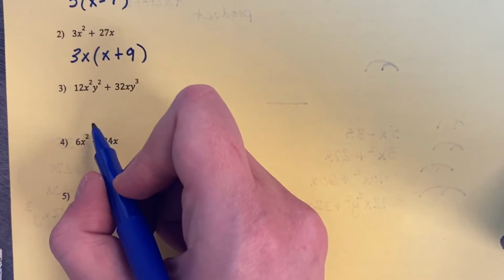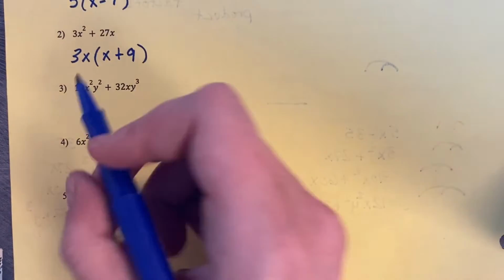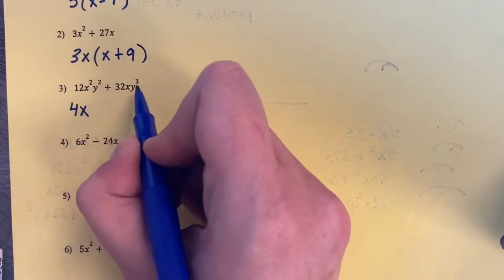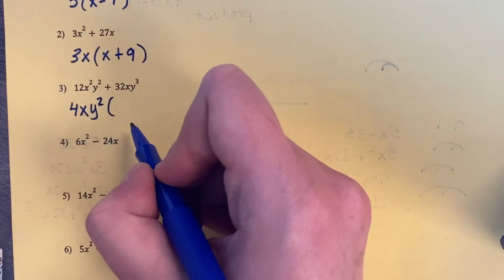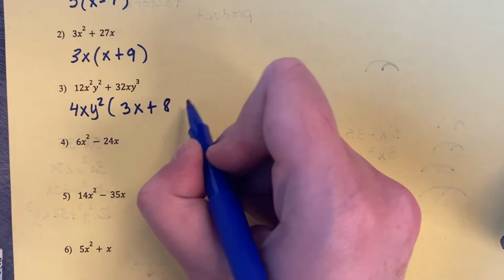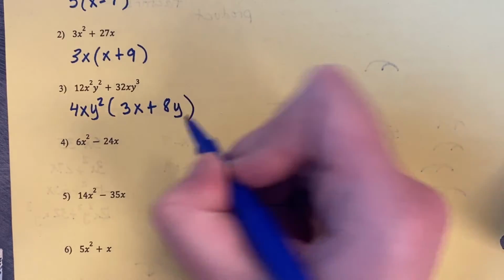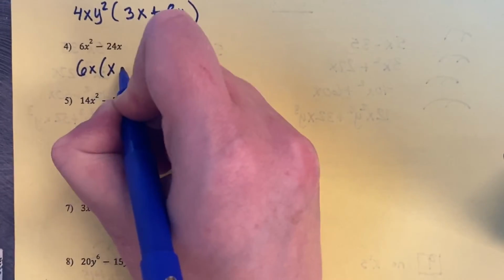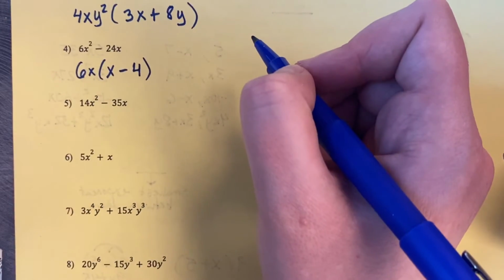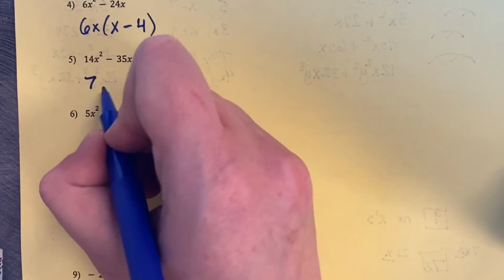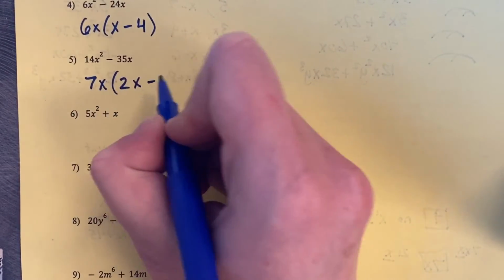12 and 32, the greatest common factor is 4. x squared and x, the lowest amount is an x. y squared and y cubed, the lowest amount is a y squared. So then 3x and no y's, and 8, no x's, and 1 y. 6x, x minus 4. 14 and 35 have the greatest common factor of 7, and then they have an x in common, 2x minus 5.